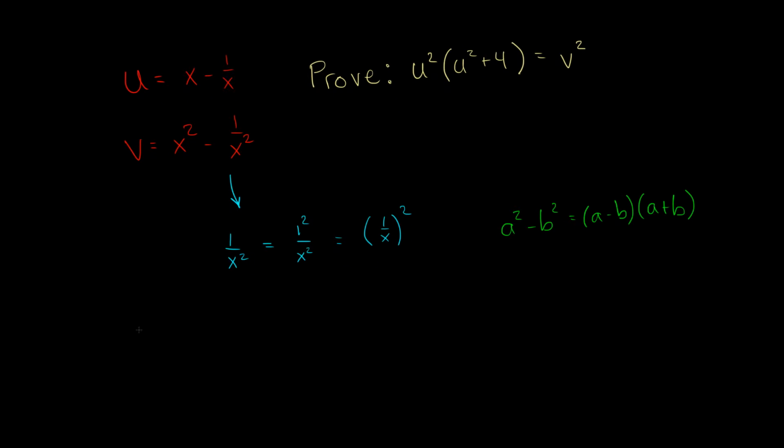If we take a look at v, we have v is equal to x squared minus, and now instead of writing 1 over x squared, I'm going to write 1 over x quantity squared. And now, as you can see, we have a difference of two squares. So let me expand this. I'm going to have x minus 1 over x, and then x plus 1 over x.